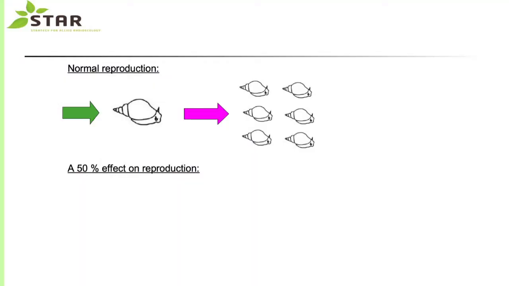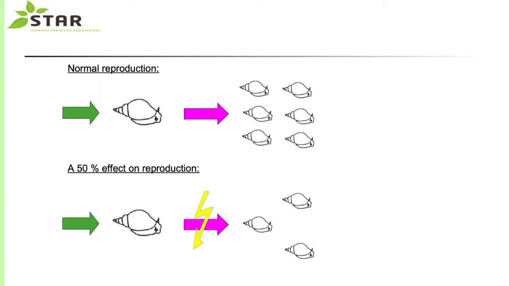What we normally look at in the laboratory is, for example, a 50% effect on the reproduction of the snails. So as you would see here, this is the normal reproduction: one snail making 6 offspring. What would it be if there were an effect on reproduction? Instead of 6 offspring, the snail just makes 3.